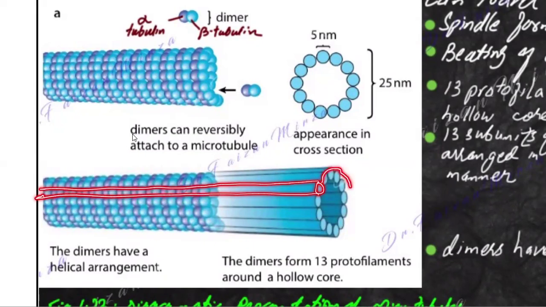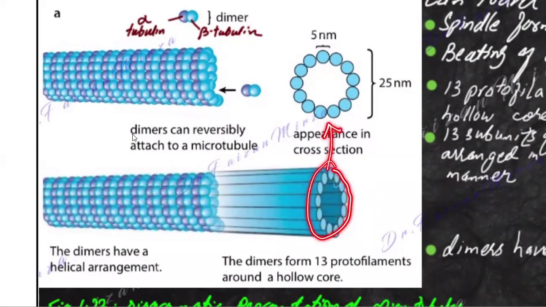13 protofilaments are arranged around a hollow core. Inside the microtubule, it's hollow, and there are 13 protofilaments all around. If you look at the microtubule from this side, the cross section appears like this: 25 nanometer diameter, and each single protofilament has a diameter of 5 nanometers. What is this protofilament made up of? Let's discuss a single protofilament.